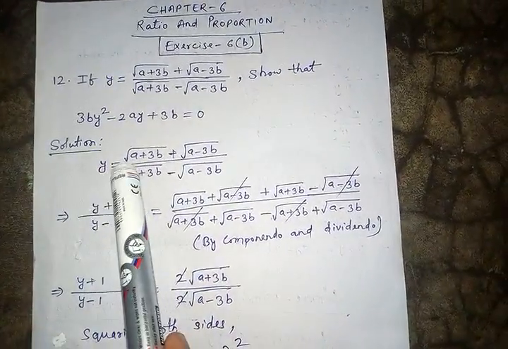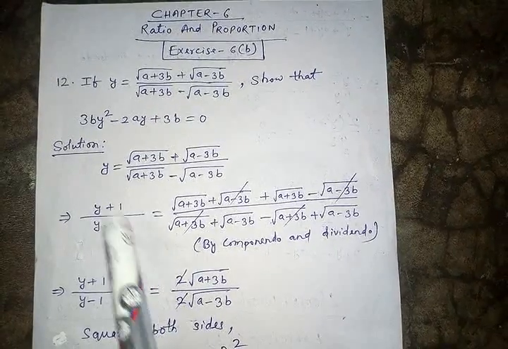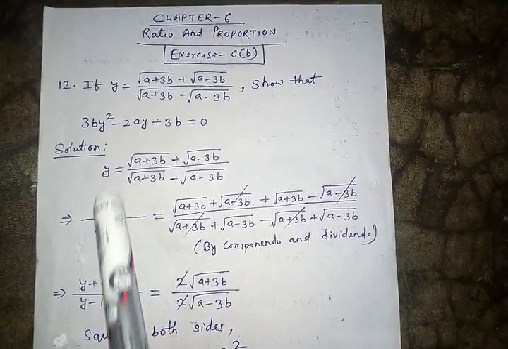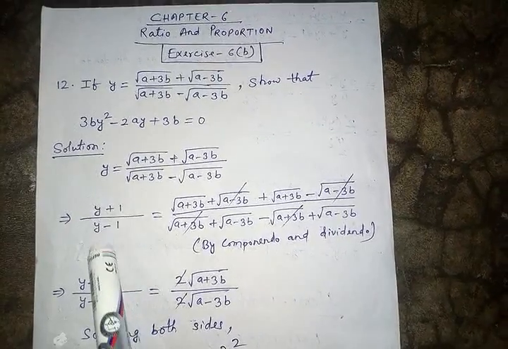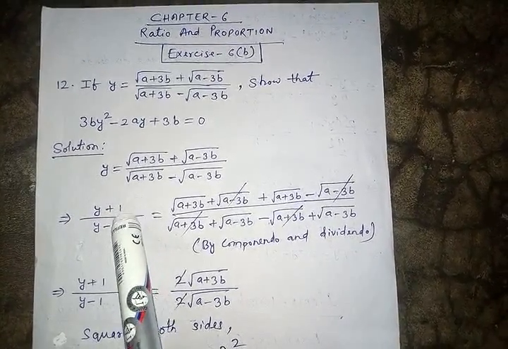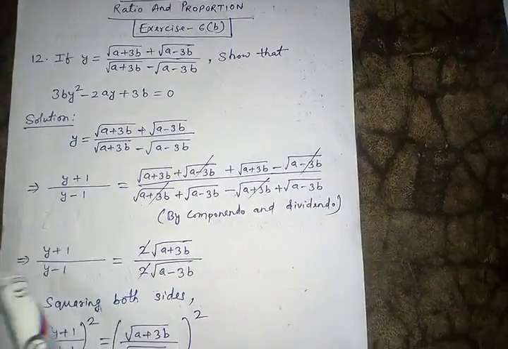So in the solution, same given part we wrote, and then we applied componendo and dividendo. Here below y, the base is 1, denominator is 1, so we write numerator at the top, numerator at the base, and denominator at the top, denominator at the base, and plus minus. This is the rule of componendo and dividendo.